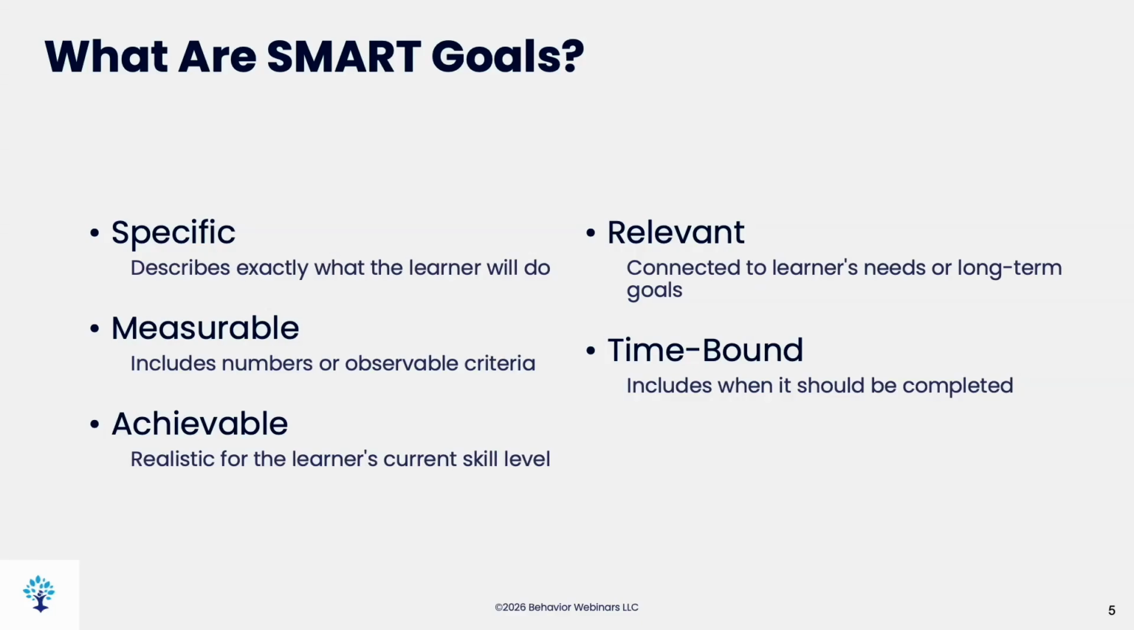So the first thing is it's going to describe exactly what the learner will do. It needs to have the number or observable criteria, like the accuracy and the mastery. It has to be achievable, so something that's realistic for the learner's current level, and relevant, connected to the learner's needs through long-term goals. And then we also want them time-bound, so we need to know when this will be completed. Do we have a year? Do we have 6 months? If the goal encompasses all those things, we would call it a SMART goal. And we use the acronym because S is specific, M is measurable, and so on. So it's a nice little way for you to remember.